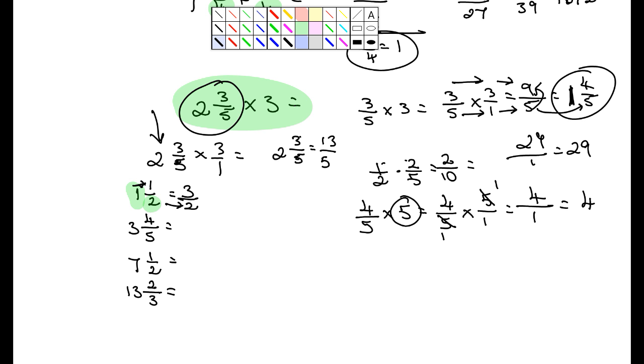All right, let's try the second one here. So 5 times 3 is 15. 15 plus 4 is 19. The denominator stays the same. So it's 19 over 5.